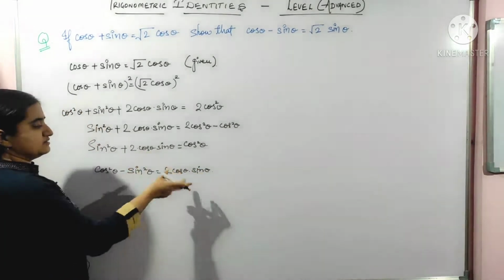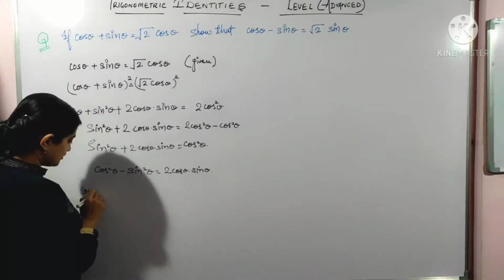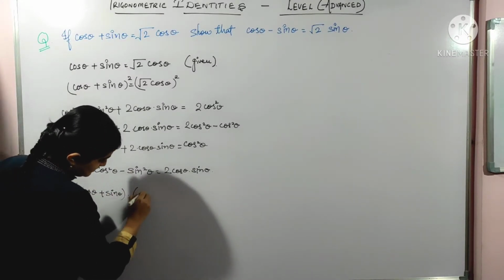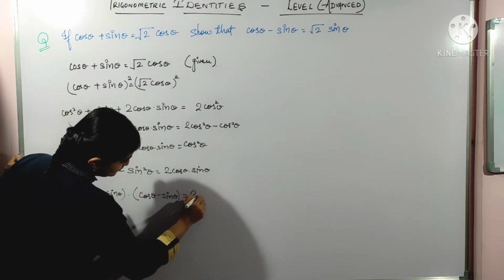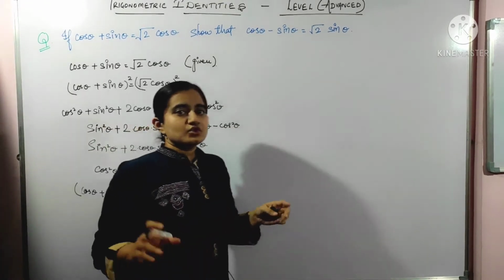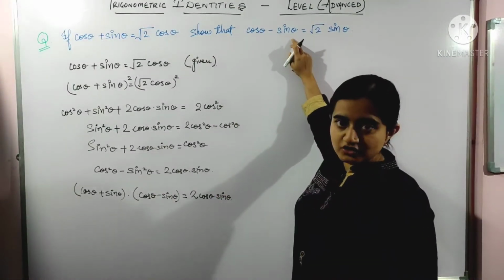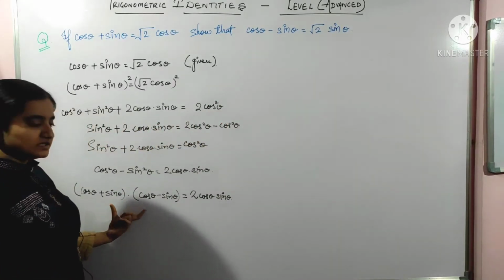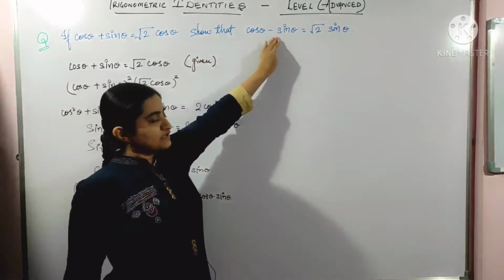Okay, so I have written it the other way around. Now cos square minus sine square, so we can write cos theta plus sine theta into cos theta minus sine theta, which equals 2 cos theta sine theta. So we have now achieved this part, and here we have to find cos theta minus sine theta equals root 2 sine theta. So what we will do, we will keep cos minus sine here and we will shift this to that side. At least we will receive the LHS part of this.